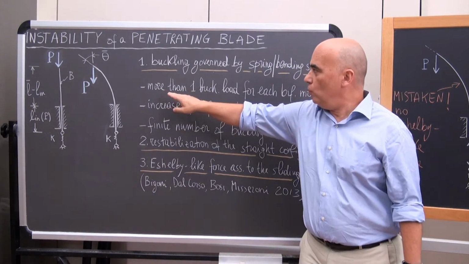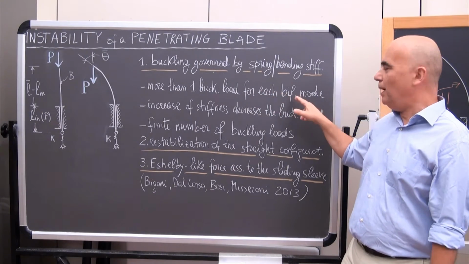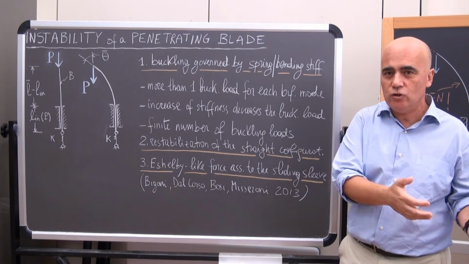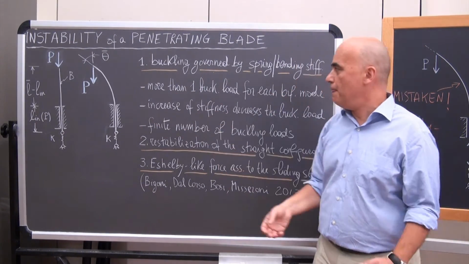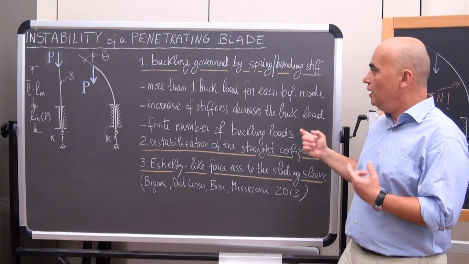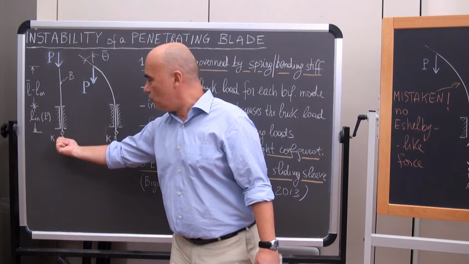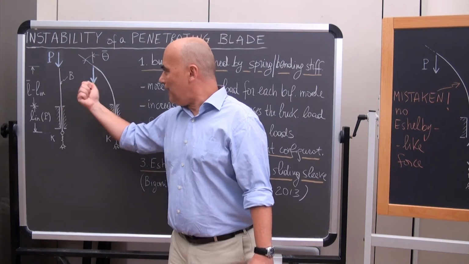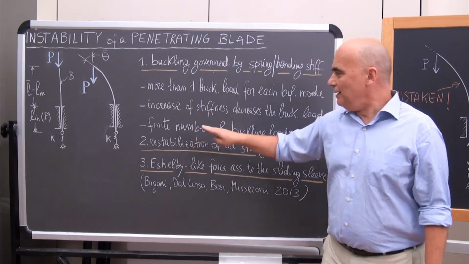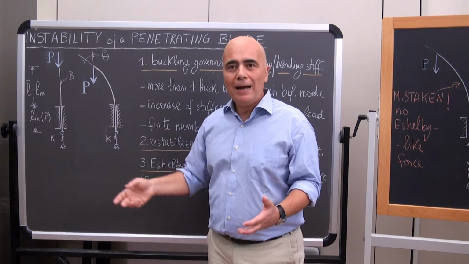And first of all, we observe more than one buckling load associated to each bifurcation mode. Usually there is one buckling load associated to a bifurcation mode, but this is not true for this system. And then we see that a decrease in the buckling load is connected to an increase of stiffness. So if I increase the stiffness of the spring, then the buckling will occur earlier.